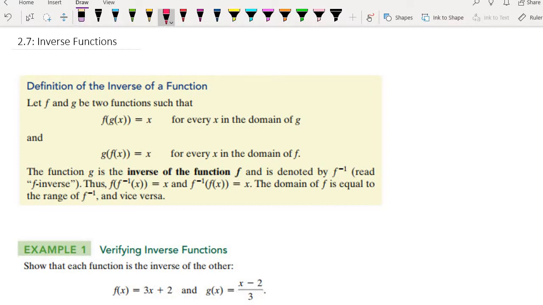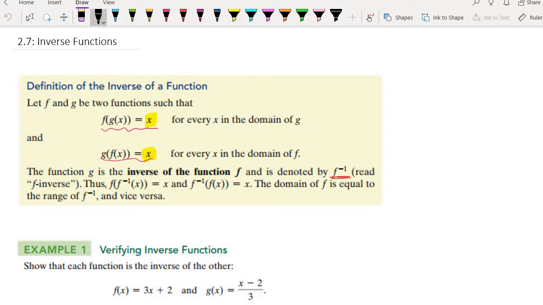If we have f of g of x equal to x for every x in the domain of g, and g of f of x equal to x for every x in the domain of f, you realize they're all equal to x. Then we say the function g is the inverse of the function f. We write it in this form, f inverse. So we say f of f inverse of x is equal to x. And then we say the domain of f is equal to the range of the inverse function, and vice versa.